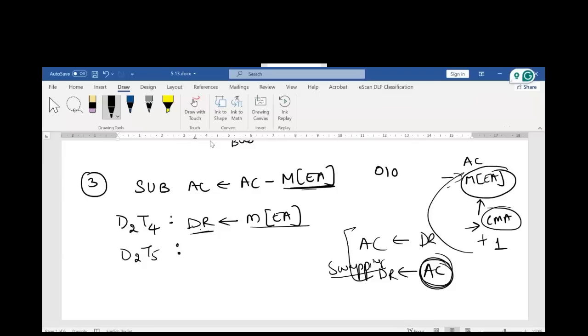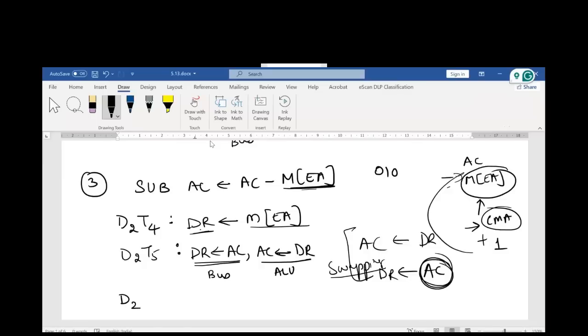Here, we will write DR to AC, AC to DR. Can I write these two steps simultaneously in a single clock pulse? Yes. Why? Because AC to DR will take place through the bus, and DR to AC through ALU transfer. So both the steps can be done simultaneously.